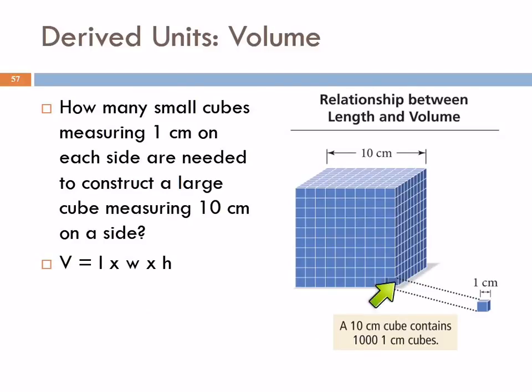Here's a big cube. It is 10 cubes on each side, 10 cubes across, 10 cubes up, 10 cubes back. So how many cubes are in there? 1,000. 10 times 10 times 10. 1,000 cubes.